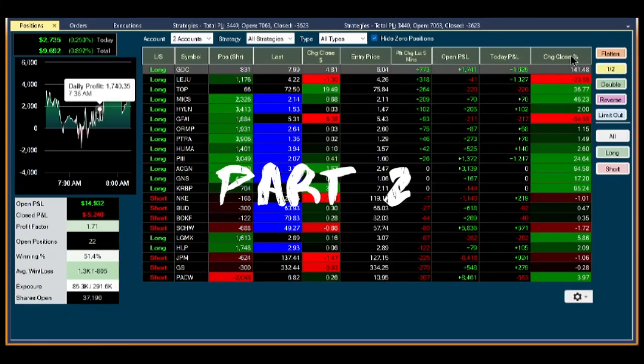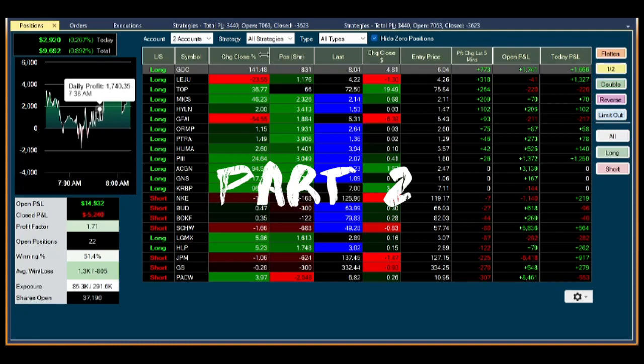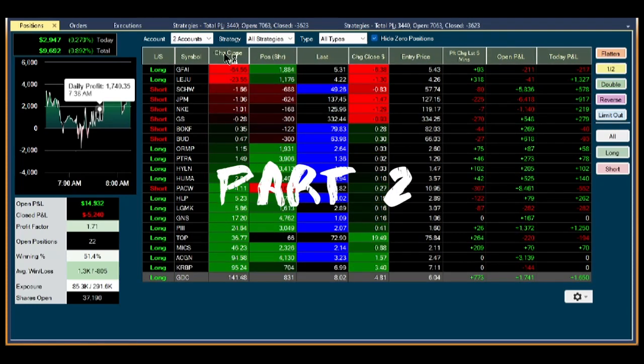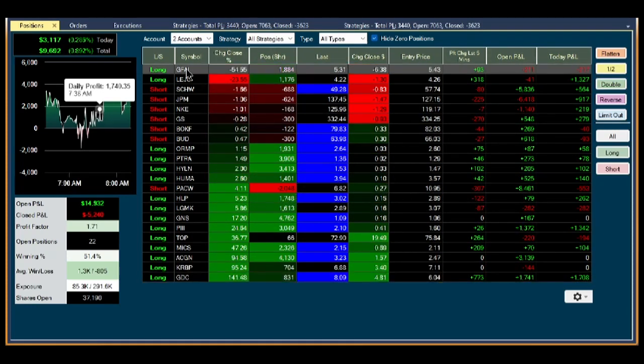You can of course add or remove columns. This is just the change from the close from different stocks. Okay. And some of the things I'm trading, like for example, this GFAI, it's negative, but I'm looking for a potential bounce because it popped up into the race.